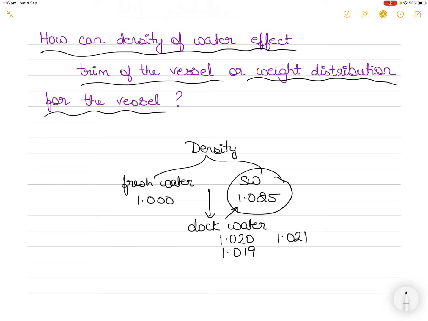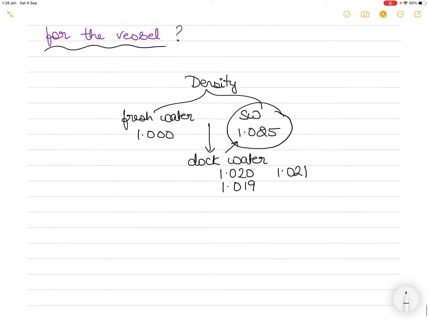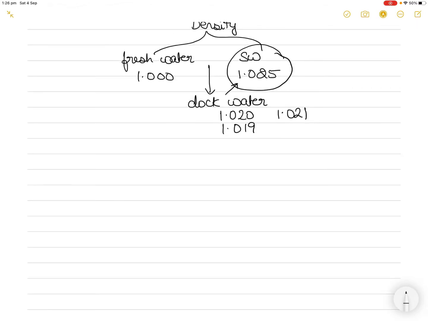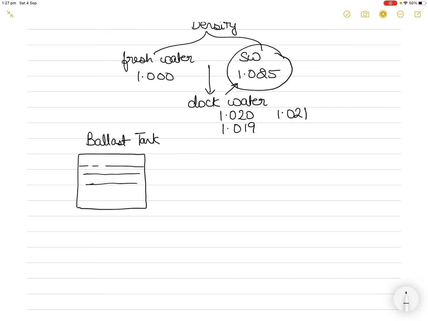Now, using an example today, I want to show you why it is very important and how it affects the weight distribution on the vessel. All right, so imagine this. This is a ship's ballast tank, and this ballast tank can hold up to, let's say, 1225 tons of salt water or seawater, the density of which is 1.025.